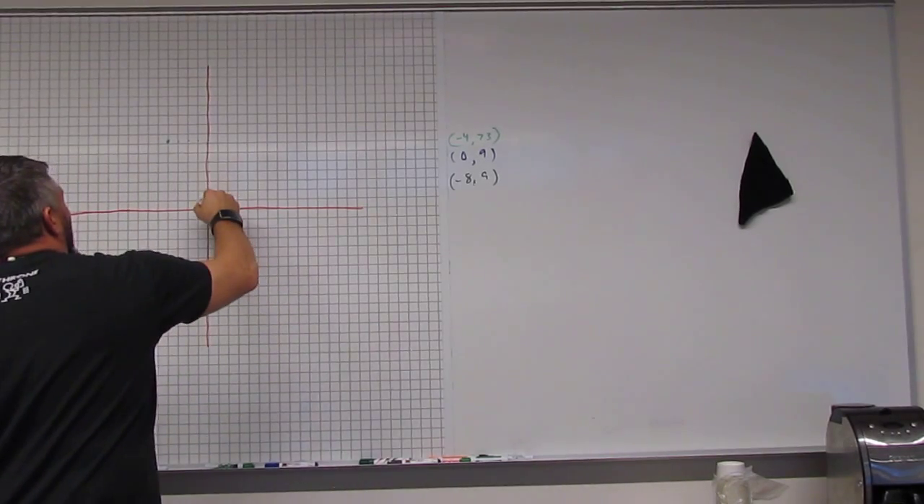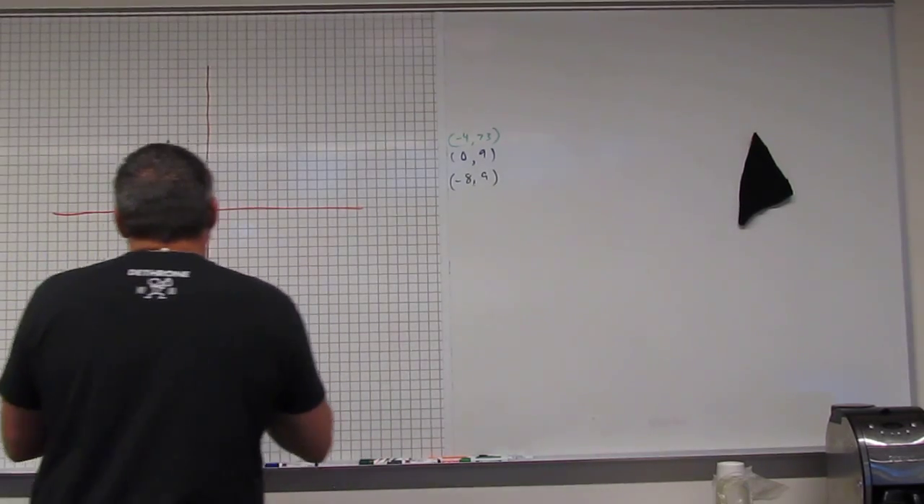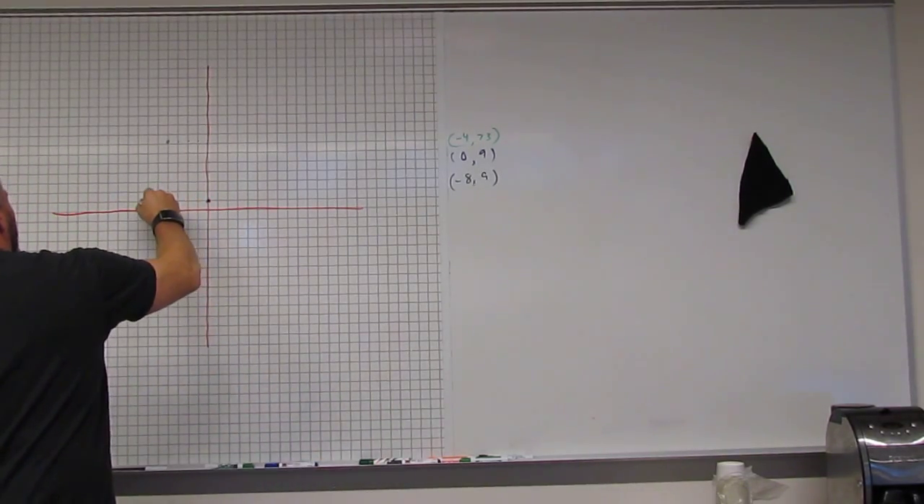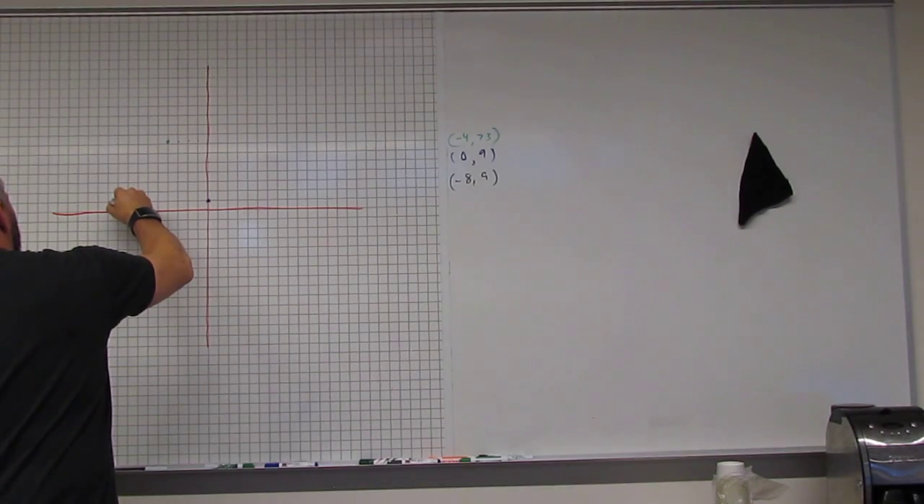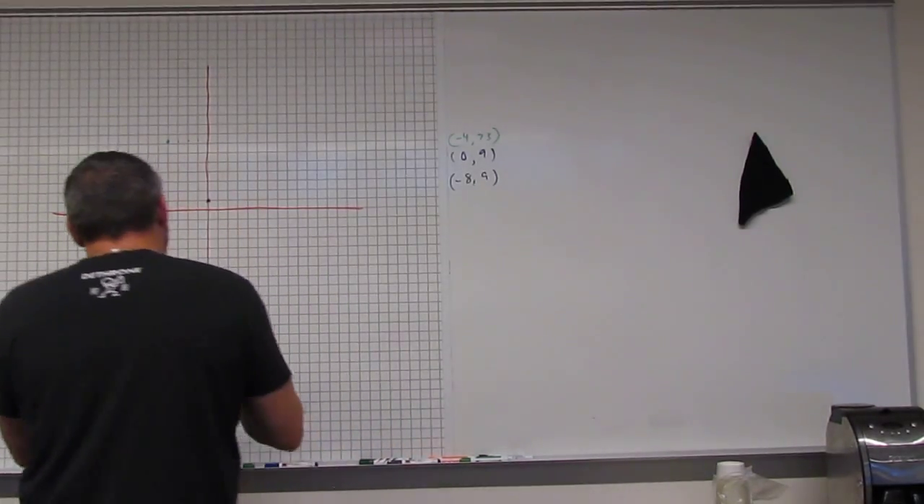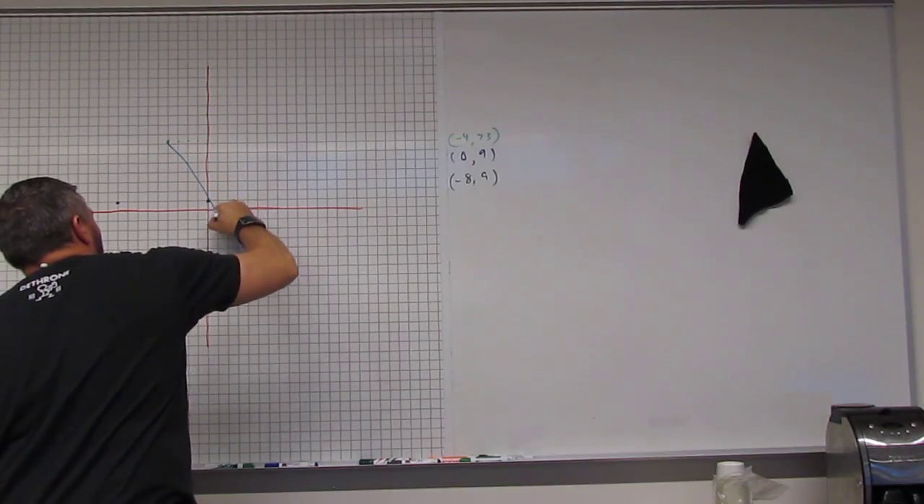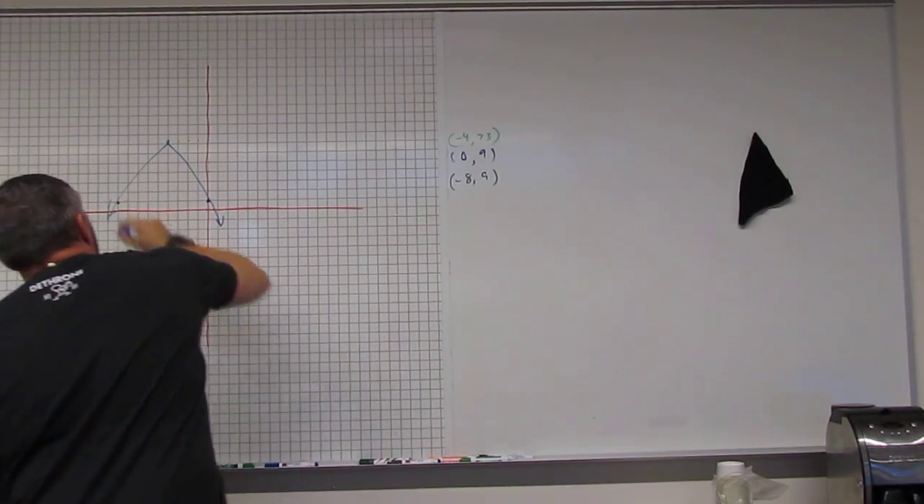0 and 9 would be just right here, a hair under the 10. And -8: 4, 5, 6, 7, 8, and 9 is right there. And so that's our black.